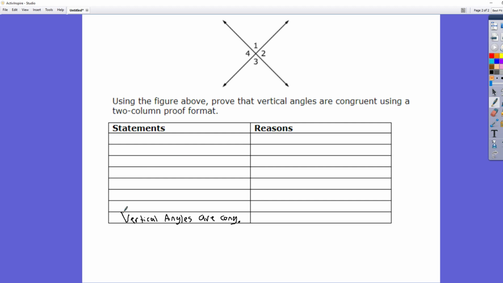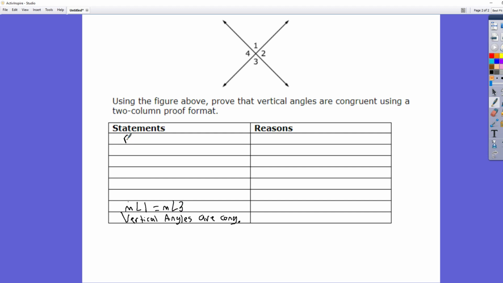So if we show that any of those two pairs are congruent, then we have shown that our proof is true. I am just going to pick that we're going to work with angle 1 and angle 3. So I'm going to try to show that the measure of angle 1 is equal to the measure of angle 3. What is given to me?